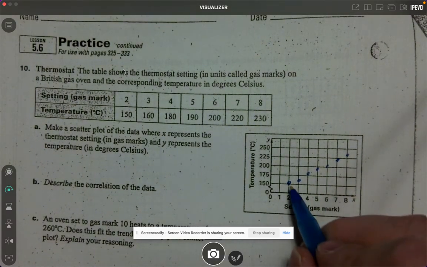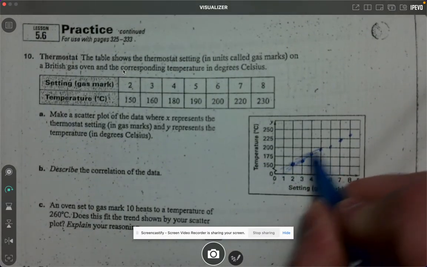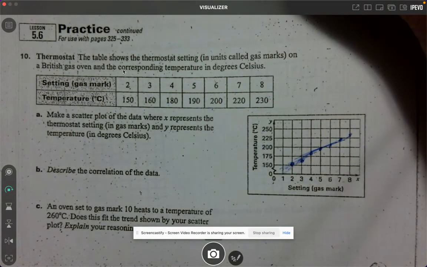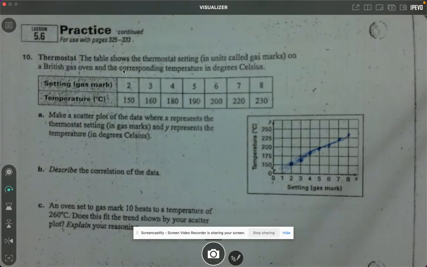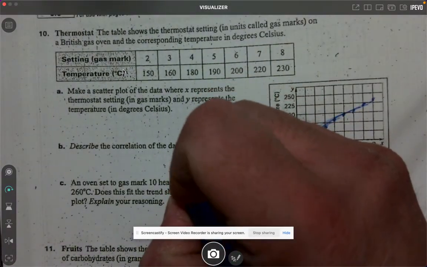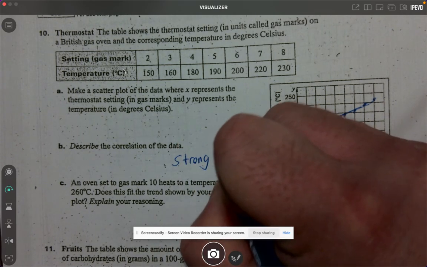Again, you can see it's pretty tightly correlated. I made my line of best fit. I hate doing it that way; I'd rather just do it on Desmos. But I can describe the correlation. I would say it's a strong positive.